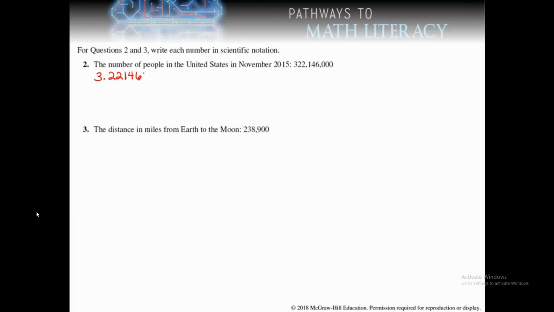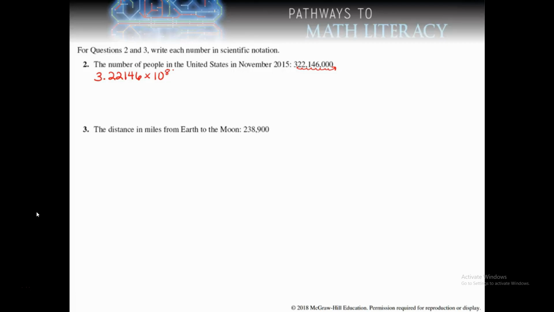So 3.22146. And then I'm going to multiply by 10 to an exponent. And I need to count, now that I have that decimal point after the 3, how many times would I have to move it to the right to return it to the actual number? 1, 2, 3, 4, 5, 6, 7, 8. So this will be 10 to the 8th.